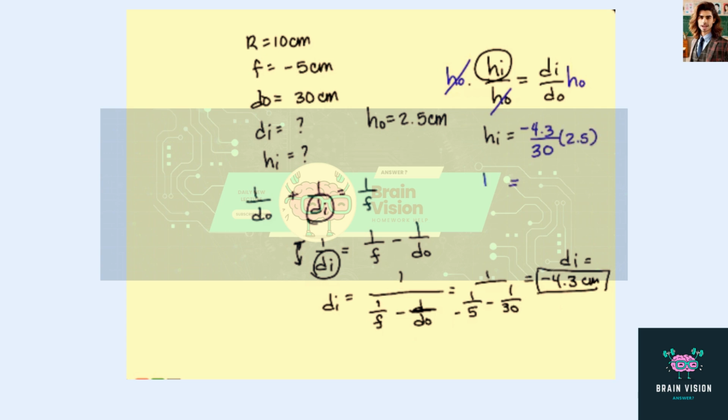Again, this is only an estimate because we don't know the exact height of her eyeball, but we're going to call this about 0.35 or 0.4 if you round up centimeters.